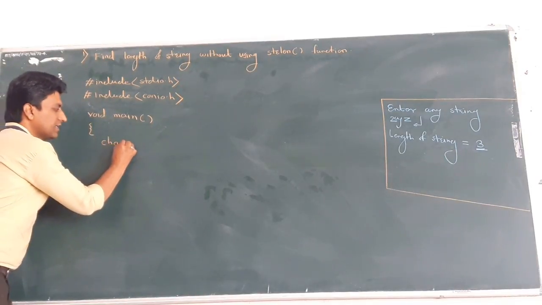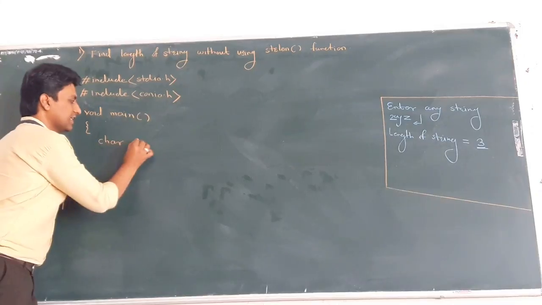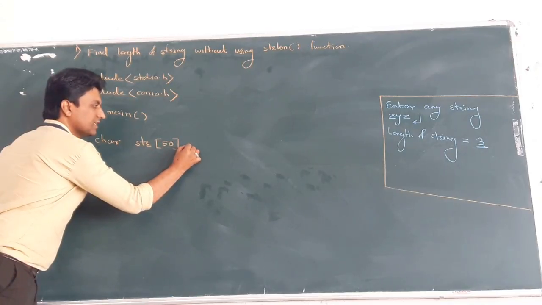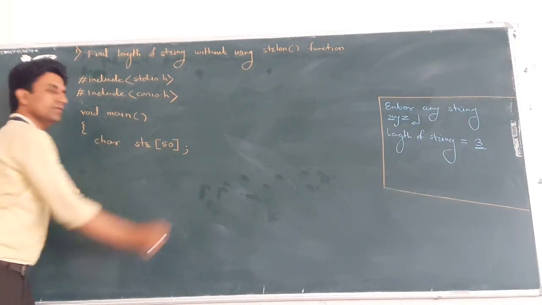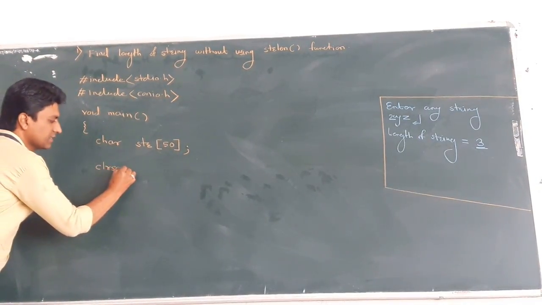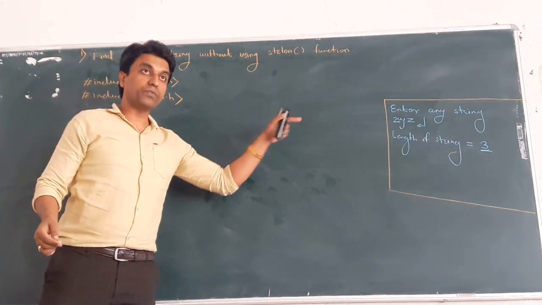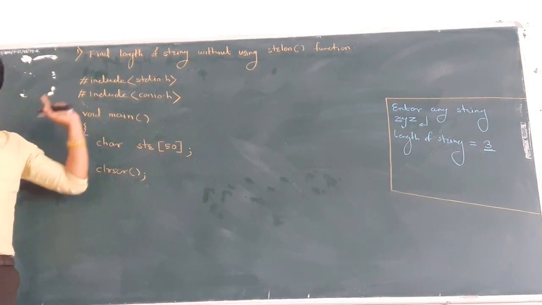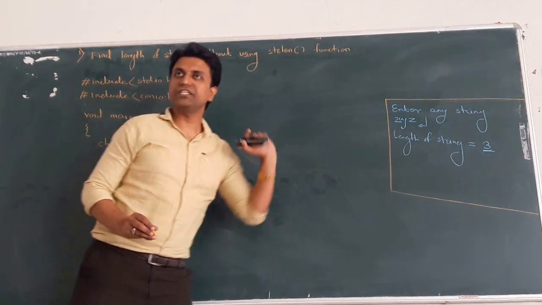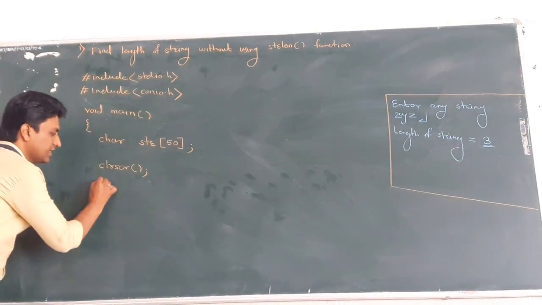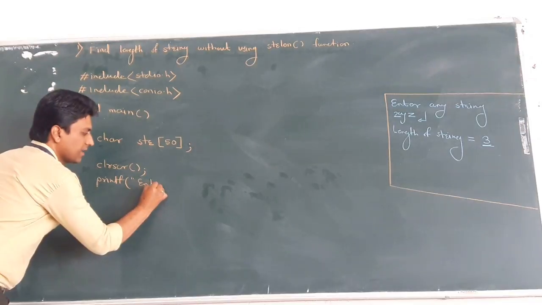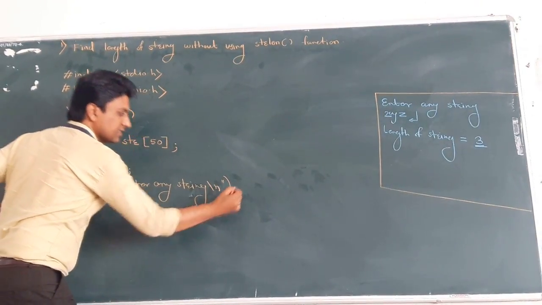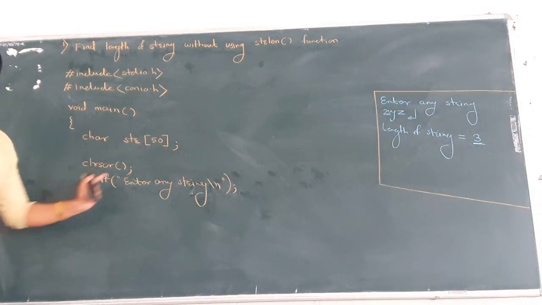So declare the string, that is a character array. Suppose char, that is the data type, then the name of the string str, and specify the length. What is the length? Suppose 50 characters. Then give a semicolon. After that write clrscr. That means whatever previous output is on the console gets erased by this built-in function, which is present in the conio.h header file. After that, the first message, "Enter any string", means take the string from the user. So write printf, "Enter any string \n" in double quotes, close the parenthesis, and give a semicolon at the end of the statement.